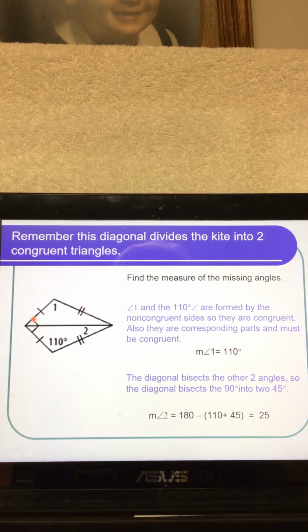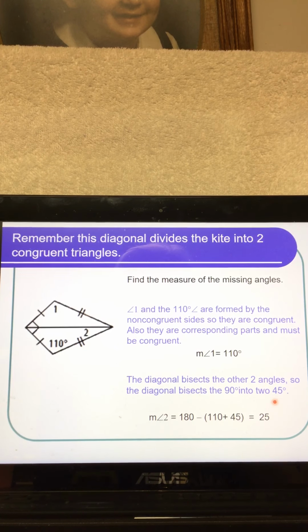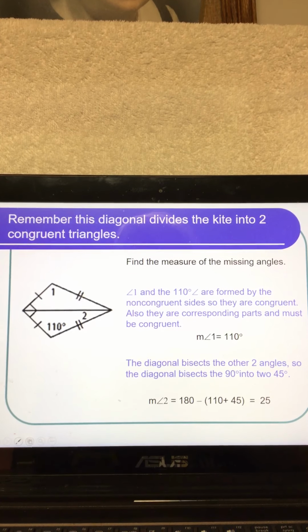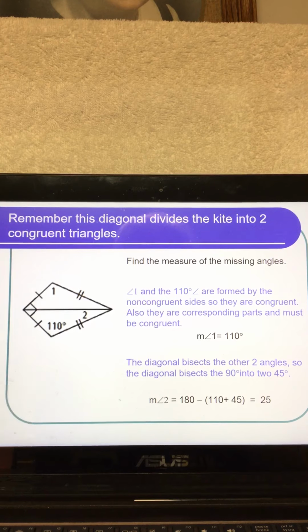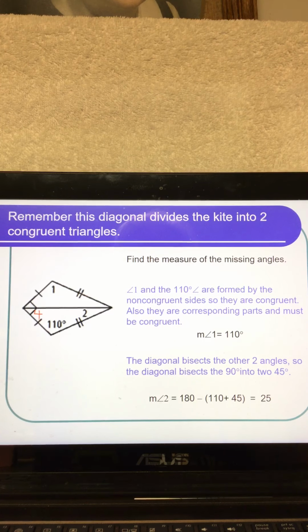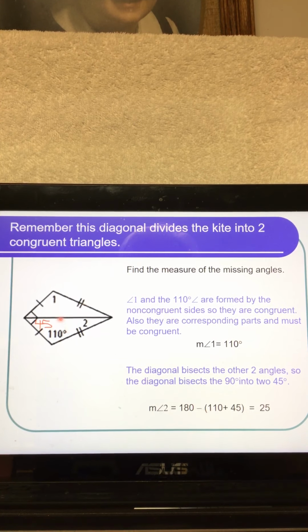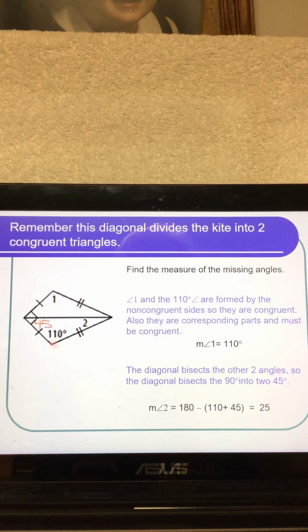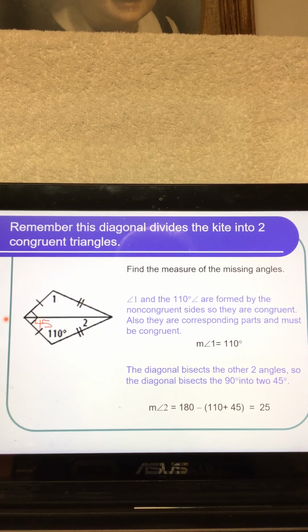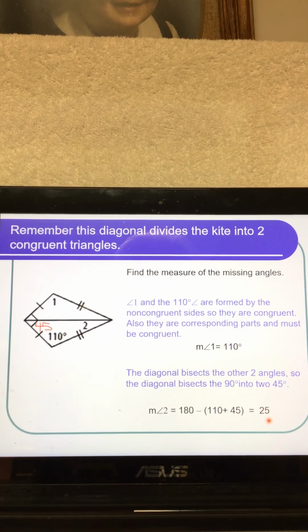When I draw this diagonal in, it bisects here. So this angle that was originally a 90-degree angle gets cut into 45 degrees. So this angle right here is now 45 degrees. If I know that angle is 45 degrees, I should be able to add up 45 and 110, subtracting that from 180, because this is a triangle with 180 degrees in it. So angle 2 would measure 25 degrees.